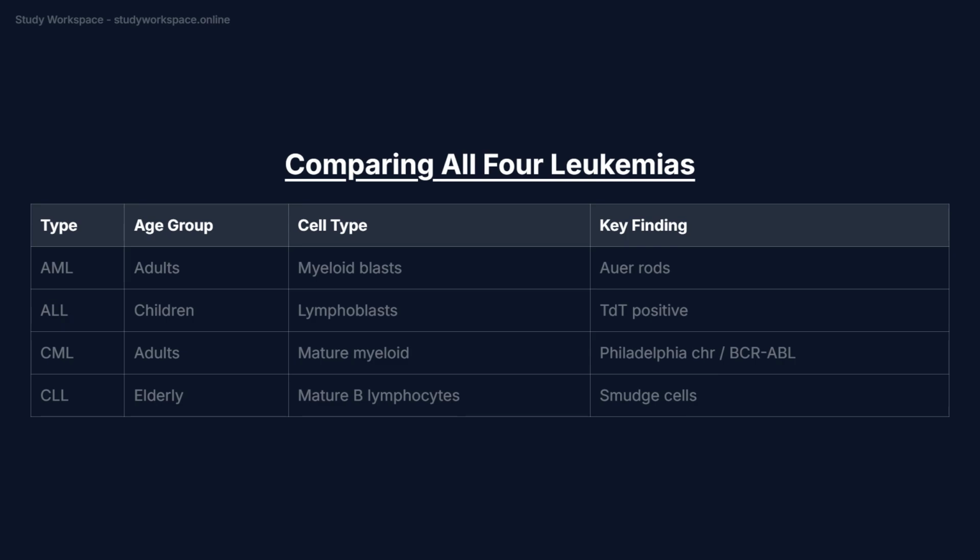Let's quickly compare all four leukemias. AML affects adults, involves myeloid blasts, and is associated with Auer rods. ALL affects children, involves lymphoblasts, and is associated with TdT positivity. CML is associated with the Philadelphia chromosome, the BCR-ABL fusion gene, and treatment with Imatinib. CLL affects elderly patients, involves mature B lymphocytes, and is characterized by smudge cells.